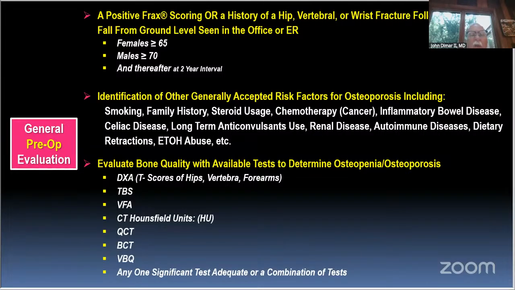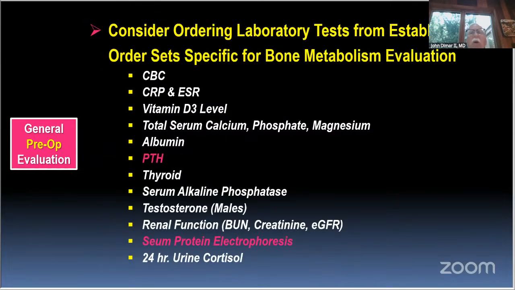We do all the X-ray tests that we've talked about. We take a thorough history, find out if they are an alcohol abuser, for example, and we consider ordering all these lab tests: PTH, serum protein electrophoresis. We have picked up over the last 6 months 4 cases of myeloma that were undiagnosed. And so this is why it's important to have some sort of preoperative evaluation.